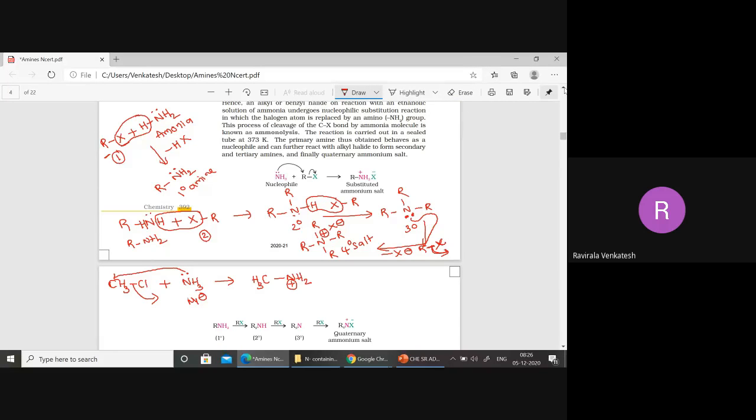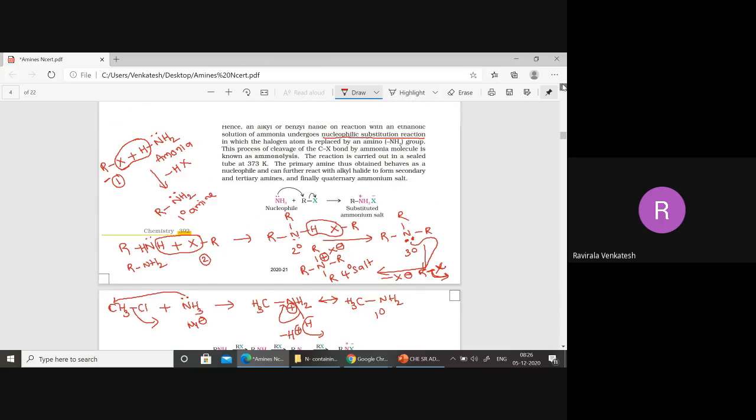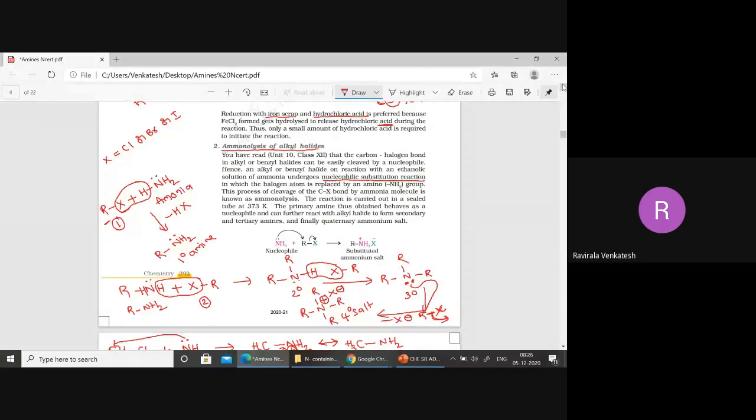So what happens here? One of the hydrogens will be lost as H plus, and without this bond, the bonding electrons are taken by whom, actually? Nitrogen. Because of this, we are going to get CH3NH2. This is the primary amine. In all the cases, the reaction takes place in this manner only. Which type of reaction is it? Nucleophilic substitution reaction. Maybe in MCQs, they may ask this type of question: ammonolysis of alkyl halide, which type of reaction? Nucleophilic substitution.